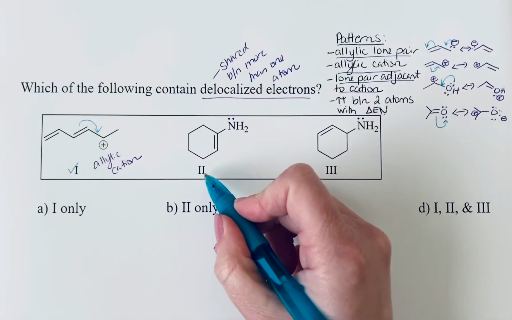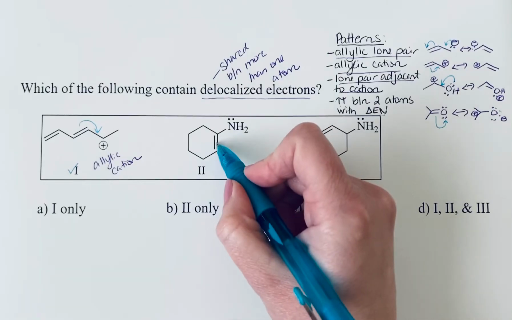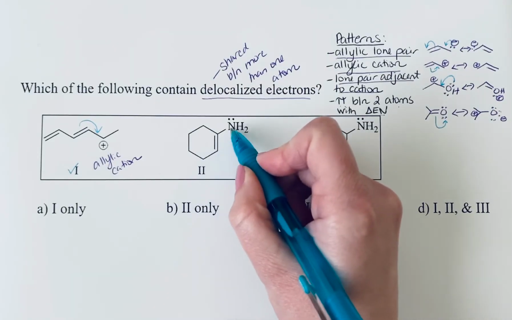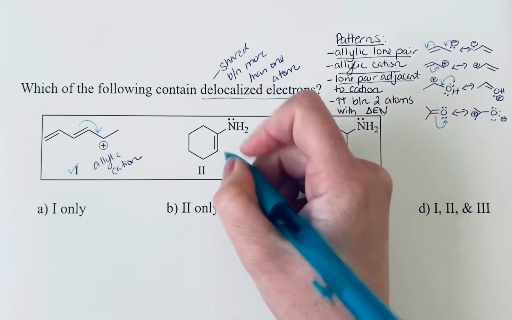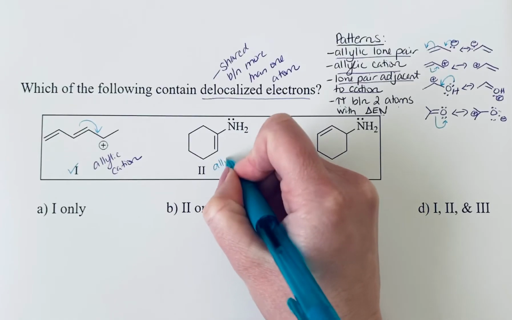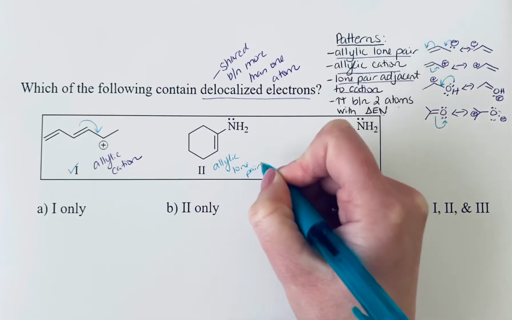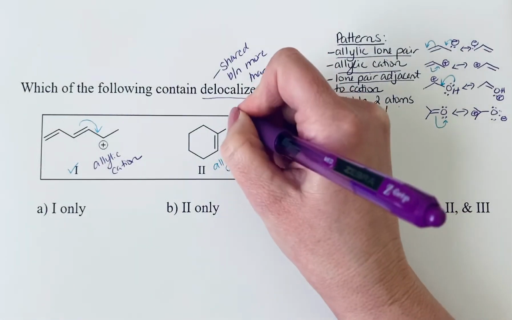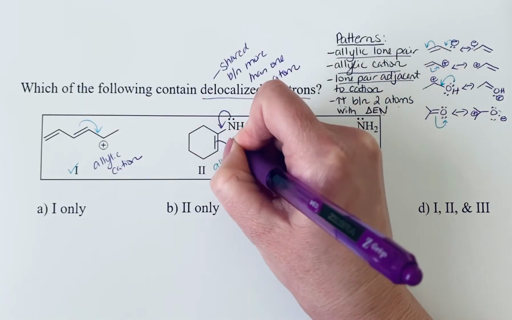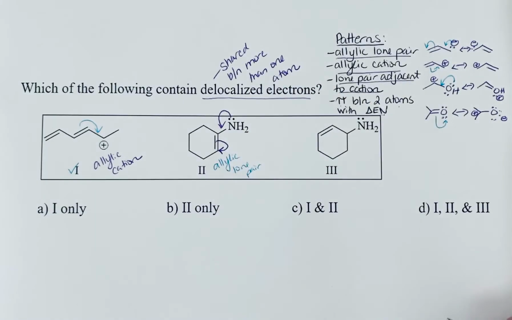If we look at structure 2, we have again a pi bond, and on an adjacent atom we have a lone pair. So we have an allylic lone pair here. And we can draw resonance where we push this lone pair in.